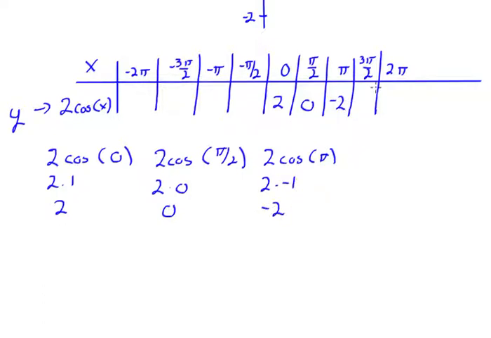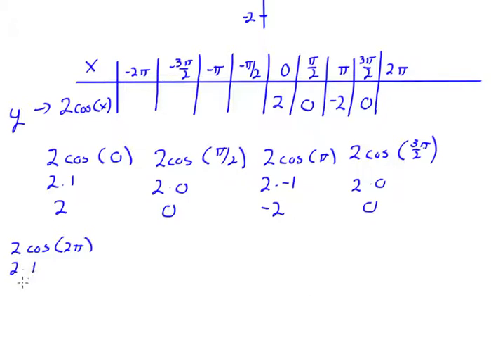Moving on to 3 pi over 2. 2 times the cosine of 3 pi over 2. Cosine of 3 pi over 2 is 0, so that'll be a 0. Let's put that right there. And then we'll do 2 times the cosine of 2 pi. The cosine of 2 pi is 1, so that's 2 times 1, or 2.